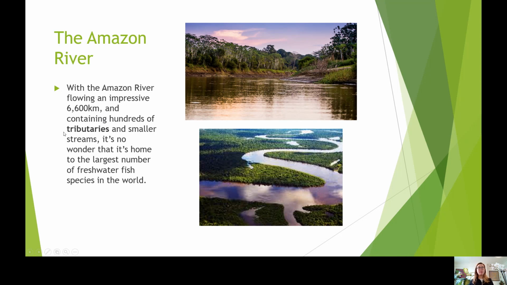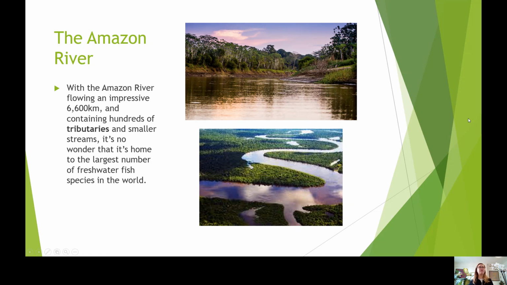This word in bold. A tributary just means a part of the river that shoots off the main river. So we can see in this picture, there's a tributary there. It shoots off the main part of the river. There's another little tributary. So it's just a branch coming off the main Amazon River.